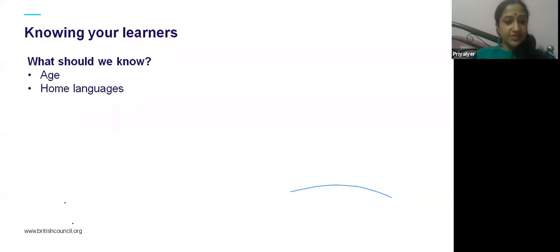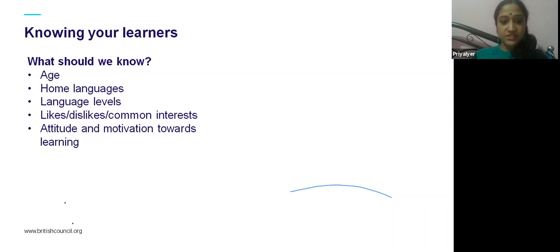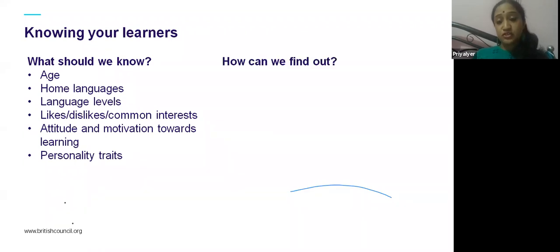So what should you know? You said most of this. So age, what is their age? What are the home languages or the L1 that they speak? So if you ever have to use something common to all, you can. Their language levels, if you're teaching a language class. Most of the others you've already covered: likes, dislikes, common interests, attitude and motivation towards learning, and personality traits. So on the left hand side is what you should know. How will you find out about these things is what we're going to show you here on the right hand side. Obviously you can ask your learners. That's the simplest way, right?